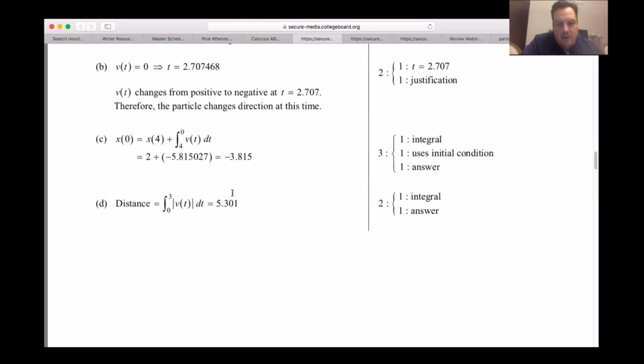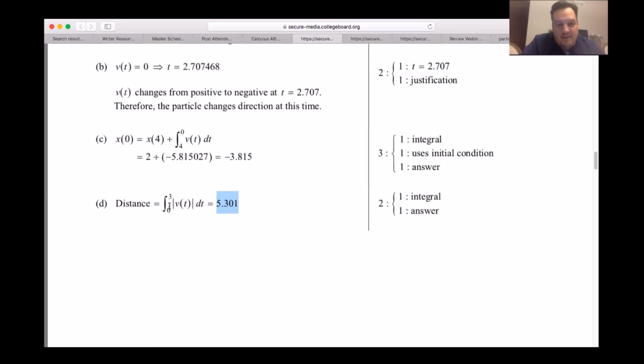And then 1 point for number crunching on your calculator and getting 5.301. I want to make one quick note about these rubrics. It's really important when you're using your calculator that you tell the reader, you tell Tony and you tell me what you're doing. I know you can probably type this all into your calculator, but if you don't show this setup, if you don't tell us what to type into the calculator, and you only have the answer, the odds are you're going to get 0 out of 2.